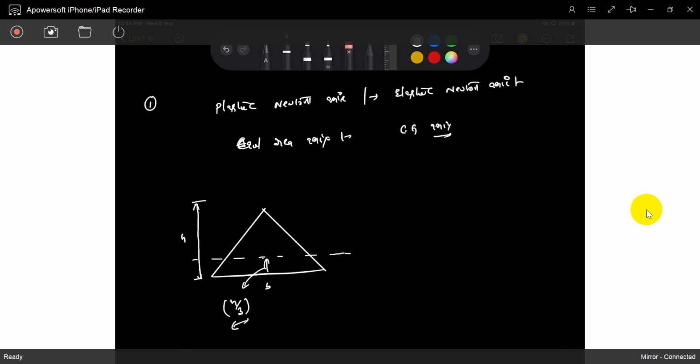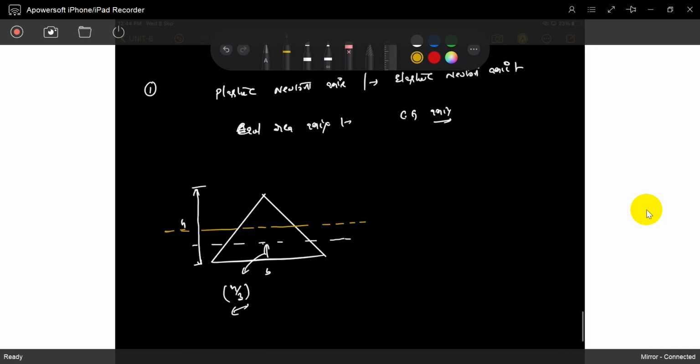Sir, the equal area axis, the plastic neutral axis, where is it? Somewhere there. It exactly divides the area into two parts. Sir, is the CG doing the same? No, just check. No chance. The equal area axis is the plastic neutral axis. How much distance is it from the top? Can you find out?